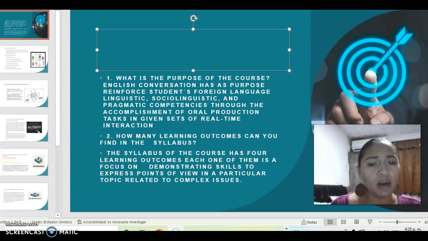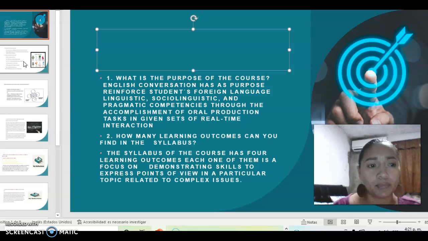Second, how many learning outcomes can you find in the syllabus? The syllabus of the course has 4 learning outcomes. Each one of them is focusing on demonstrating skills to express points of view in a particular topic related to complex issues.